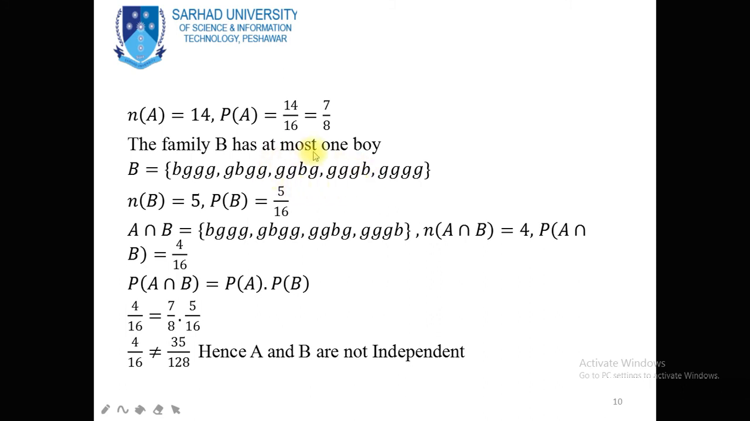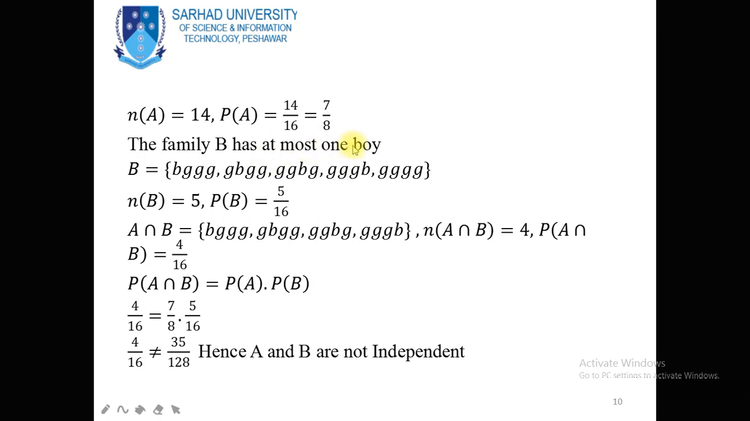At most one means that the number of boys does not exceed 1. The number of boys will not be greater than 1 but will be equal to 1 or less than 1. At most 1 means the number of boys will be equal to 1 or less than 1. Less than 1 means not equal to 1. So we can consider those outcomes in which the number of boys is 1 or less than 1. At most one boy.